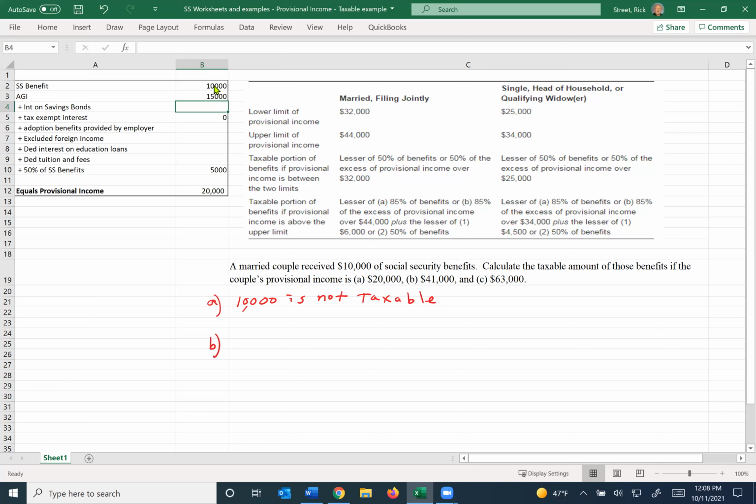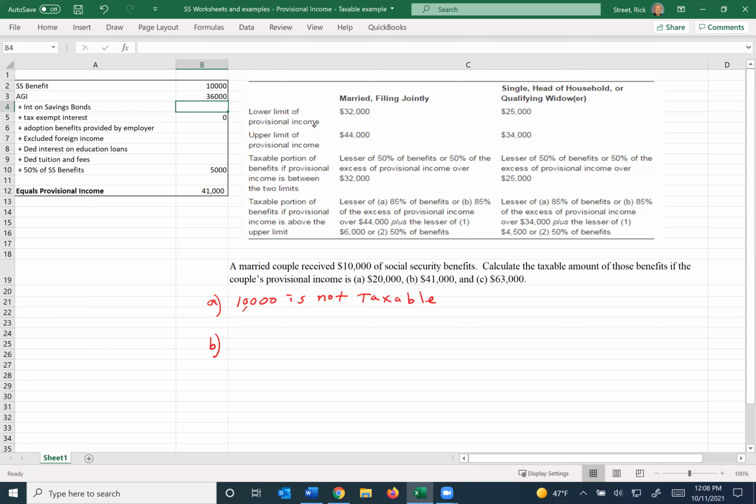Let's look at B. Now B changes a little bit to 41,000. So let's change our scenario here just so we can see our numbers a little bit better. So to get 41,000, I think AGI needs to be 36,000. Yes, to get us to 41,000 in provisional income. So now we have to do a little bit more work. The 41,000 falls between the lower limit and the upper limit. So what we're going to use is this calculation here.